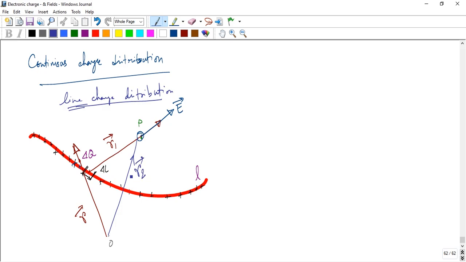So for the line charge distribution, the line charge density lambda is equal to the amount of charge delta Q divided by the small length delta L. If we consider the total length L, then delta Q turns into the total charge Q.